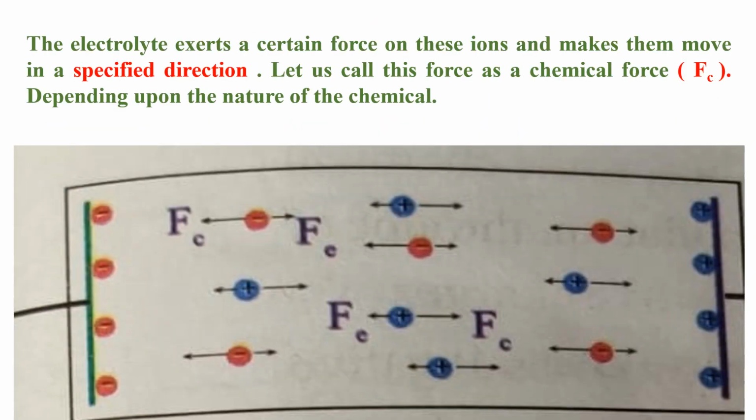Now the electrolyte exerts a certain force on these ions and makes them move in a specified direction. In the previous figure you have seen the ions going in opposite directions. Here, the positive ions are going to the right side and the negative ions are going into the left side. So here you can see that all the forces are going in a specified direction. They are not going in opposite directions.